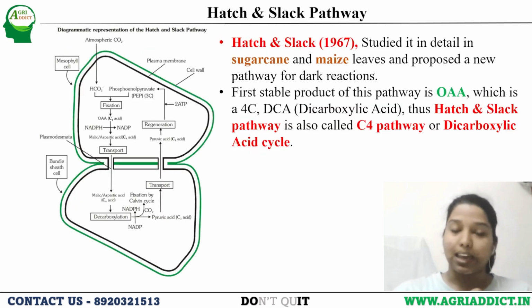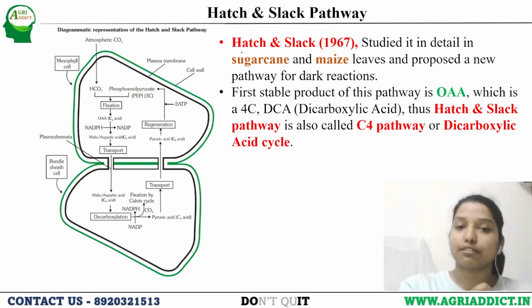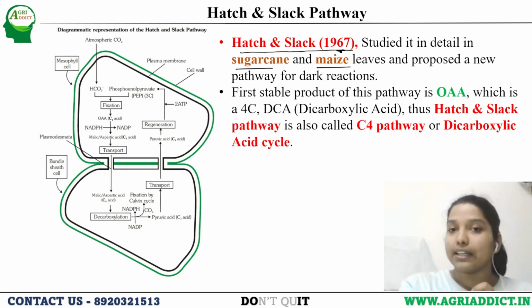Now comes the actual cycle. This cycle was given by Hatch and Slack in 1967. They studied it in detail in sugarcane and maize, which are C4 plants, and proposed a new pathway for the dark reaction. The first stable product of this pathway is OAA, that is oxaloacetic acid, which is a 4-carbon compound.